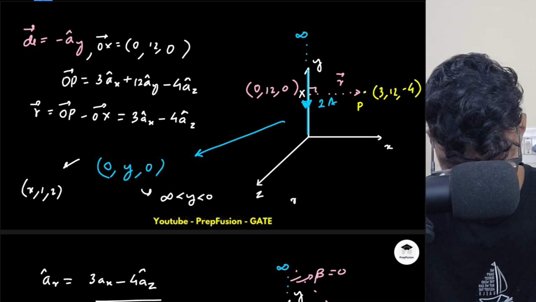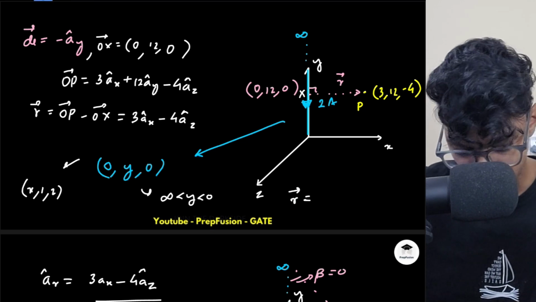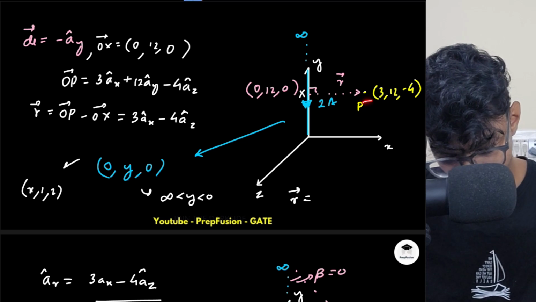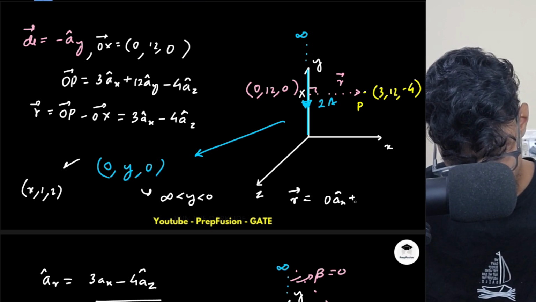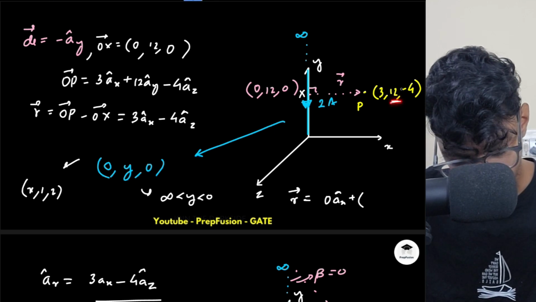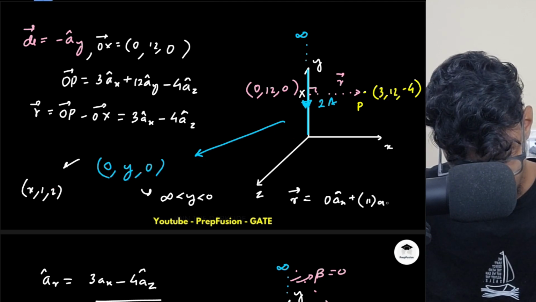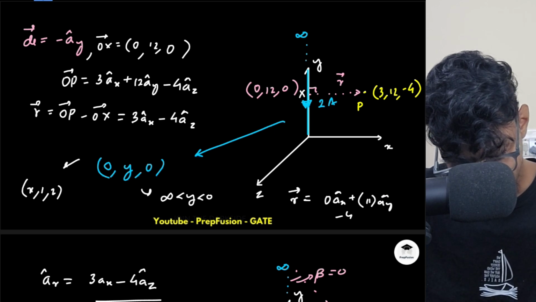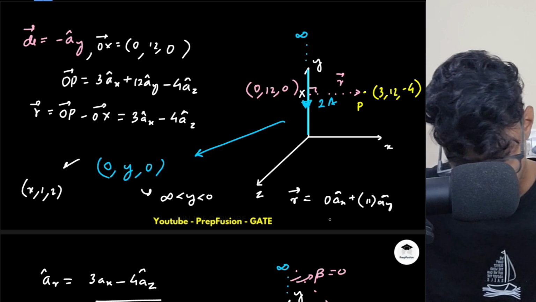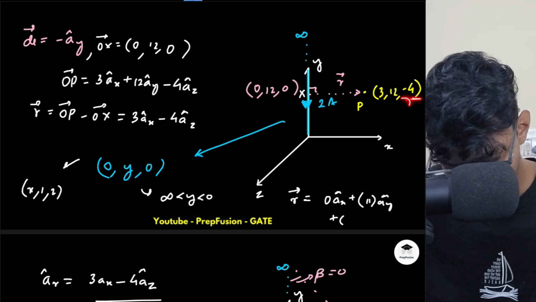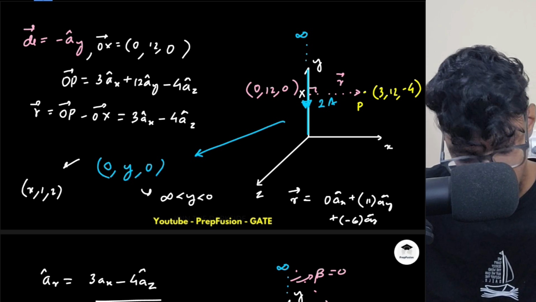So that r vector would have been what now? This vector would have been the same. So this would have been 0ax plus final, that is 12, minus initial, that is 1, 11ay, plus again final, that is minus 4, initial 2. So final minus initial, minus 6az.